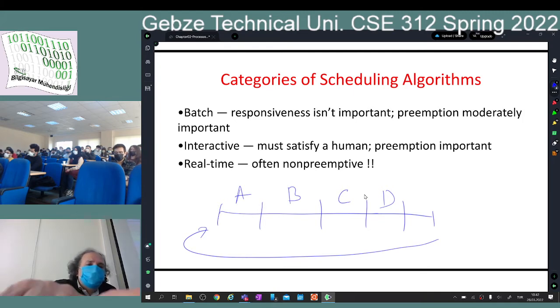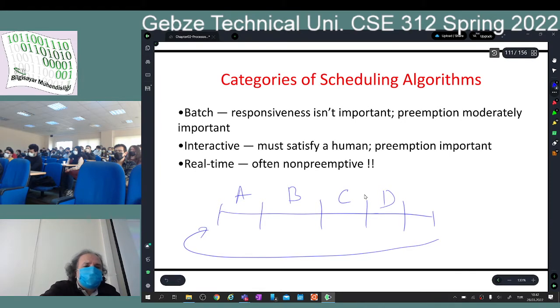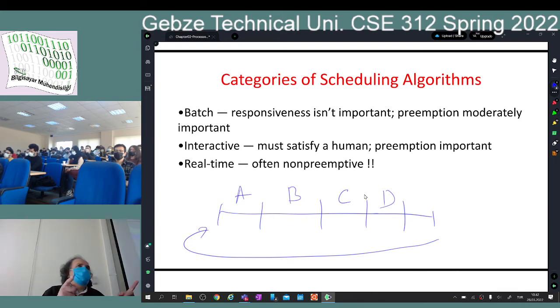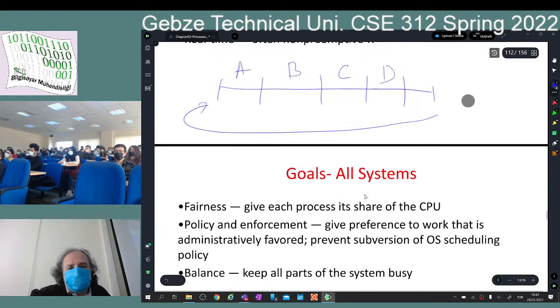So I am going to look at the scheduling algorithms for the batch systems, interactive systems, and the real-time systems. Let's start with the batch systems. Remember, with the batch systems, you are supposed to do one task. After the task ends, you do another task. After the task ends, you do another task. So what is the scheduling decision then? At the beginning, who is going to start first? Okay, that's kind of important.